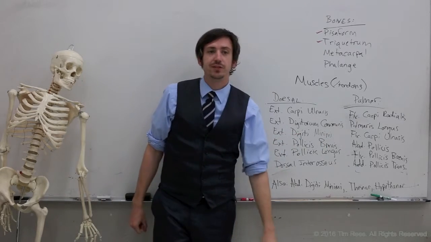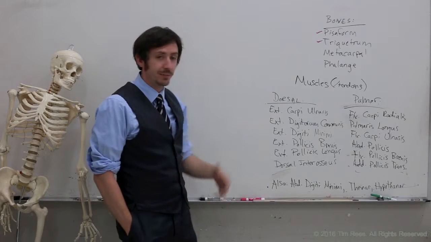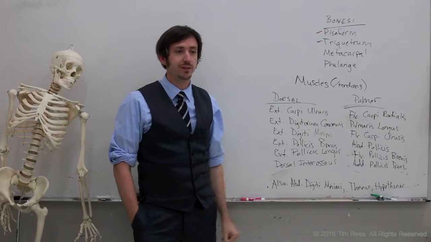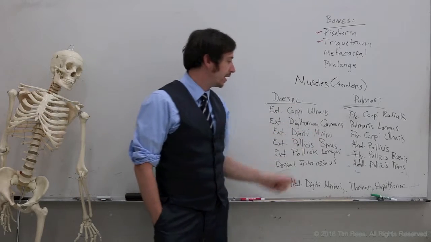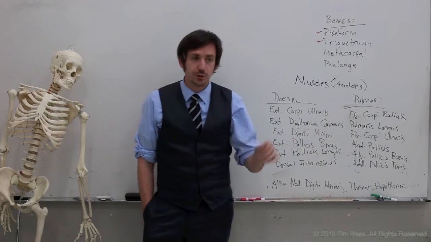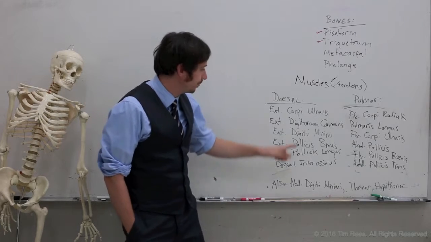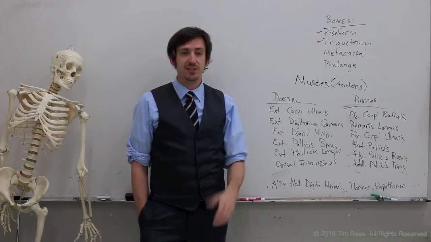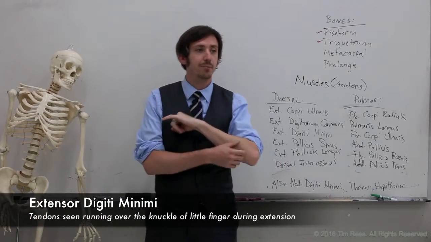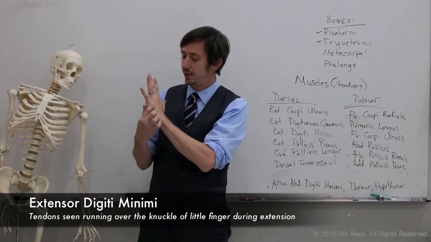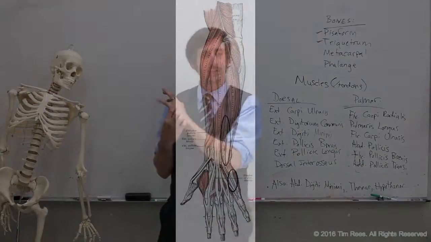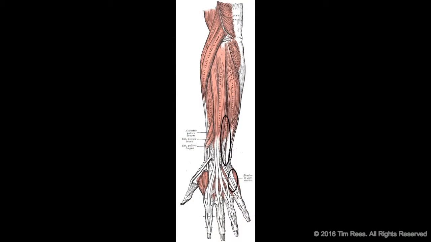Next one down here, we have extensor digiti minimi, or minimi. It can be pronounced either way. If you Google it, you'll hear a couple of different pronunciations. And the extensor, obviously, it's on the dorsal side. Its operation is extension. Digiti, meaning it's the digit. Minimi, the little digit. So quite literally, it's a muscle ending in a tendon that is extending the little finger. It's got its own little private muscle dedicated to extending the little finger.